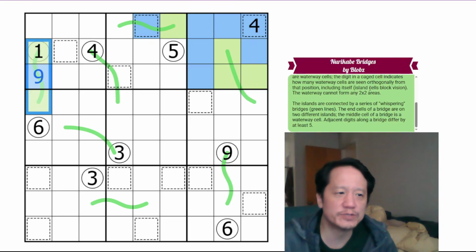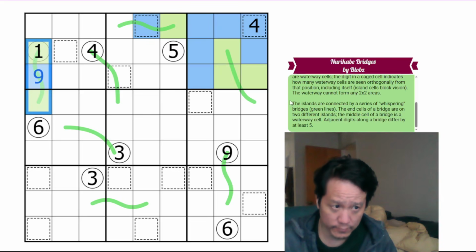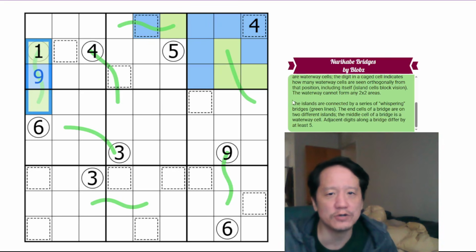But no, when I say Whisper 5, I mean it's the same thing as German Whisper lines. And those are all the rules.